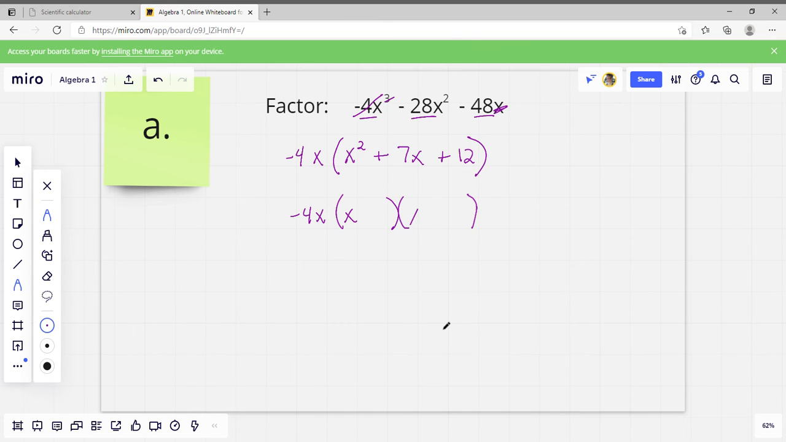Okay, I need numbers that when we multiply we get 12, and when we add we get 7. 6 times 2, no. 3 times 4. 3 and 4 is 7. So there's the answer to that one.